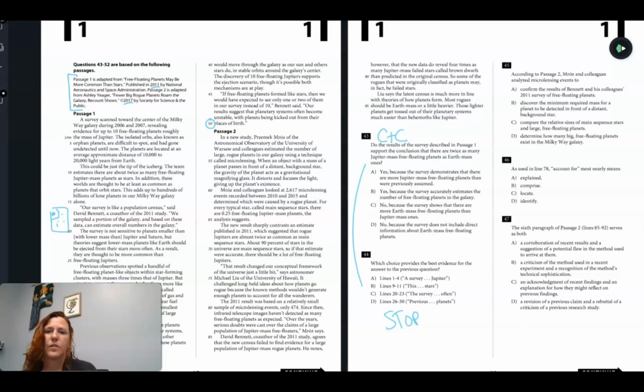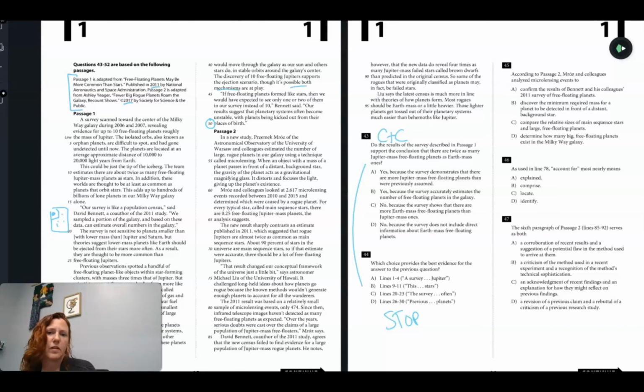Without a star to circle, these planets would move through the galaxy as our Sun and other stars do in stable orbits around the galaxy's center. The discovery of 10 free-floating Jupiters support the ejection scenario, though it's possible both mechanisms are at play. So there are 2 different mechanisms that we just learned about.